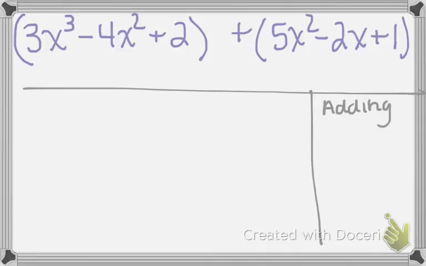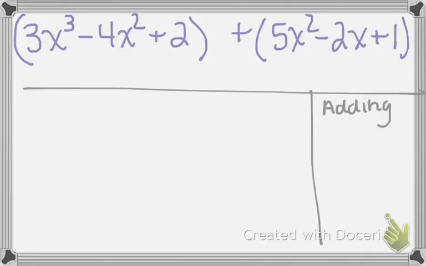The first problem I have right now is, and again, anytime throughout this, if you need to pause and write things down, you need to do that. The first problem I have here, example 1, I have a trinomial plus a trinomial, 3x cubed minus 4x squared plus 2, plus 5x squared minus 2x plus 1.